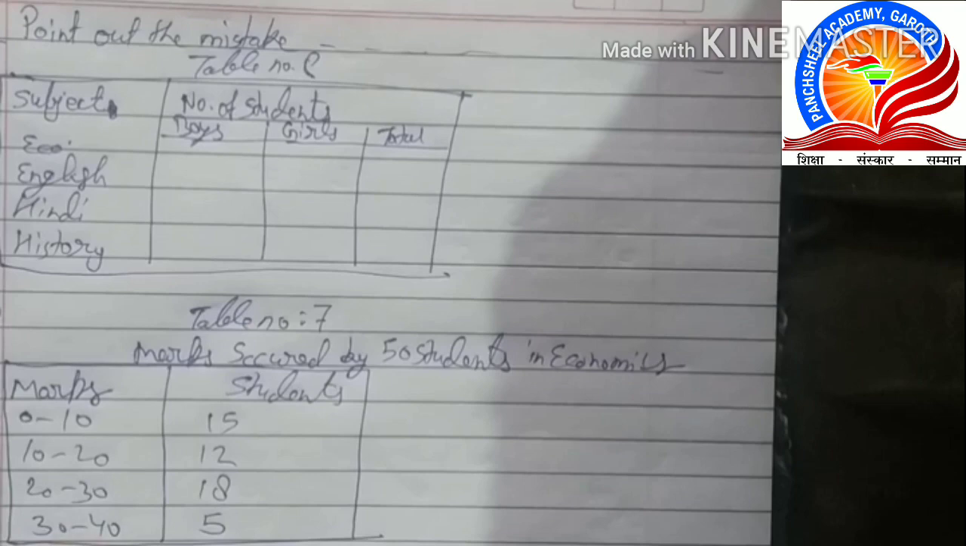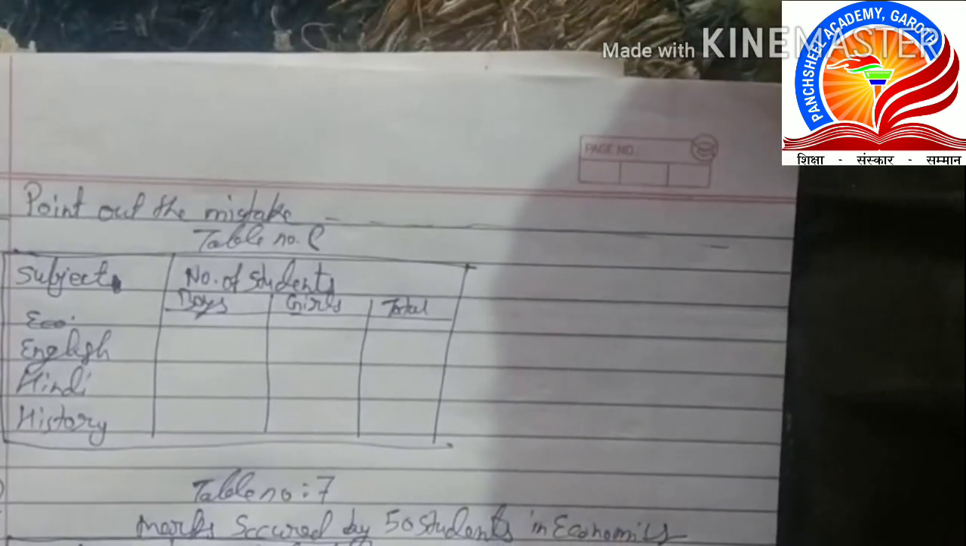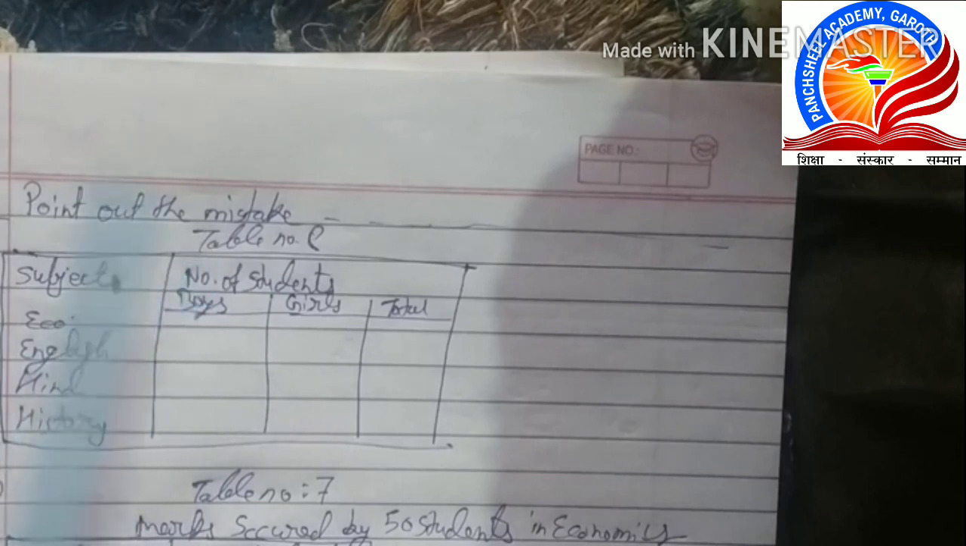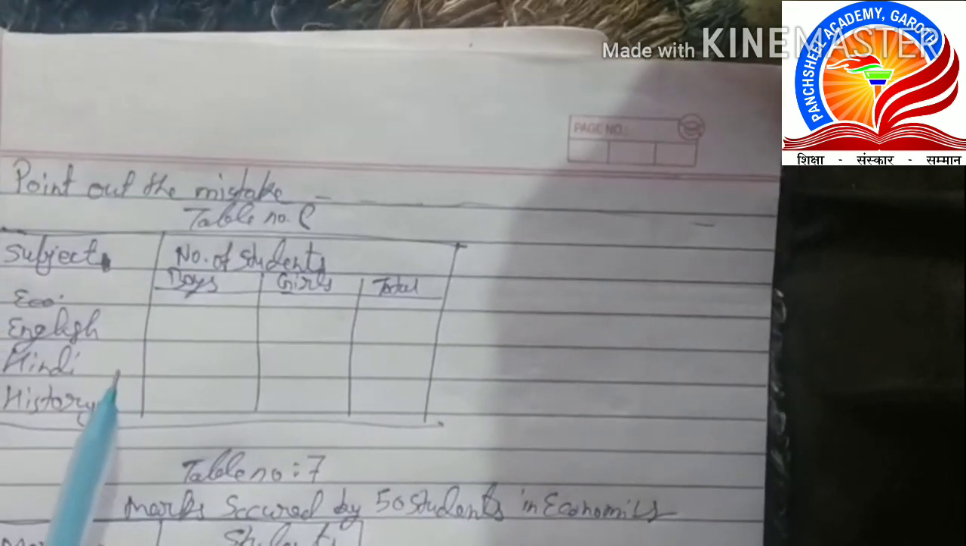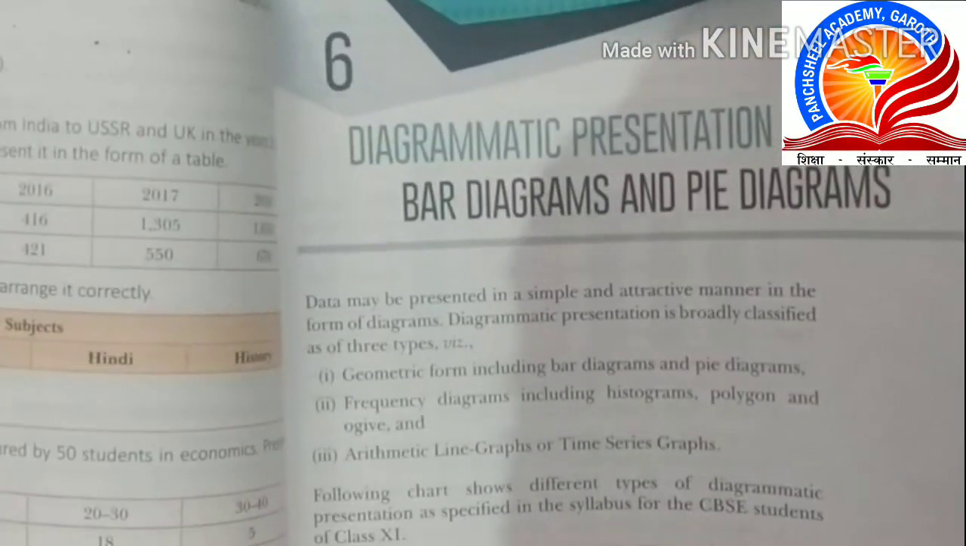So this is how you can find out mistakes. You always need to concentrate that first you write the table number, then the topic, then the subject and all other things, because the topic and other things are not given here. Otherwise the footnote, head note, everything should be there if they are mentioned in the question. Now we'll move towards the next question, that is question number 5.